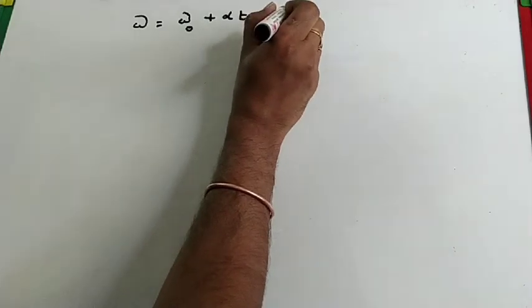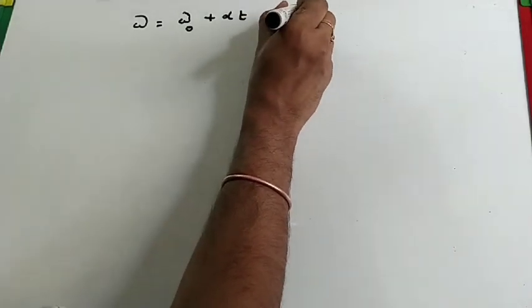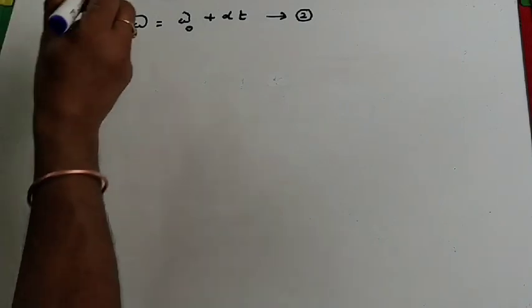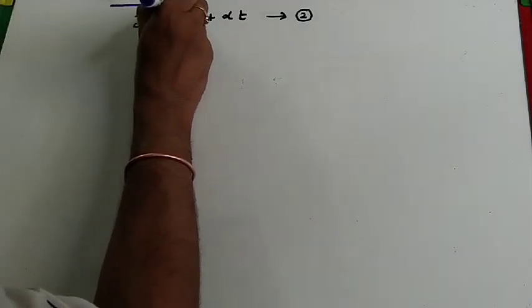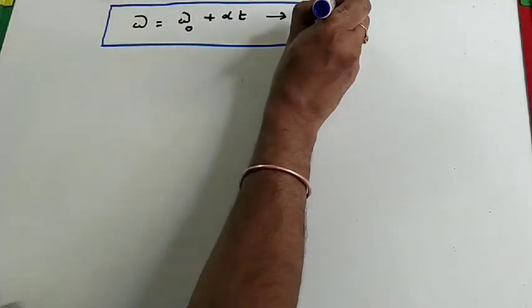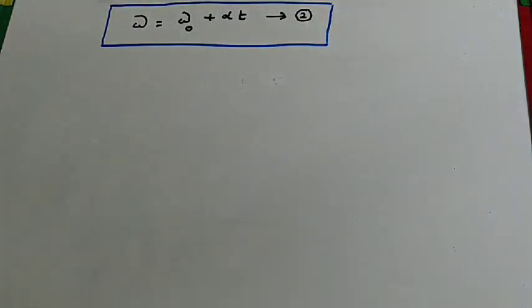Consider this is equation number 2. This is called first equation of motion. Now tell me, what is the first equation of motion? The first equation of motion, omega is equal to omega naught plus alpha t.